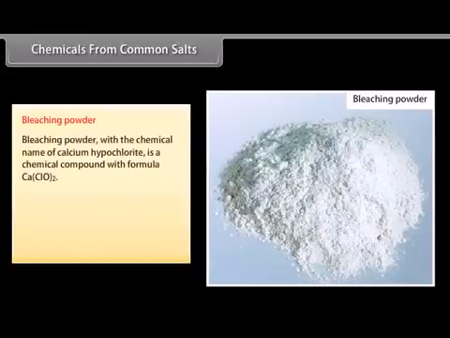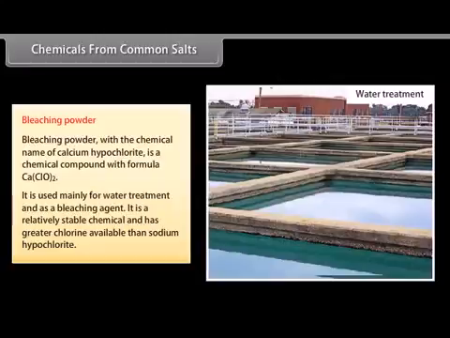Bleaching powder. Bleaching powder, with the chemical name of calcium hypochlorite, is a chemical compound with formula Ca(ClO)2. It is used mainly for water treatment and as a bleaching agent. It is a relatively stable chemical and has greater chlorine available than sodium hypochlorite.